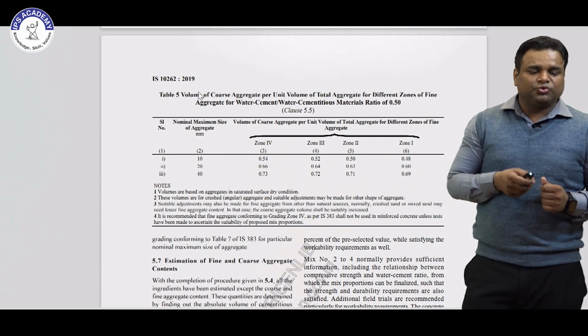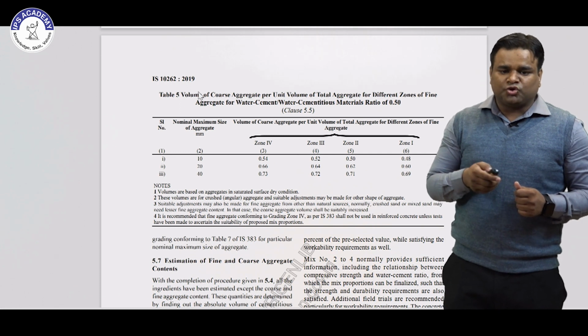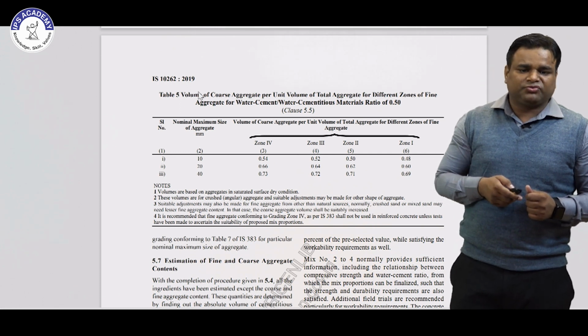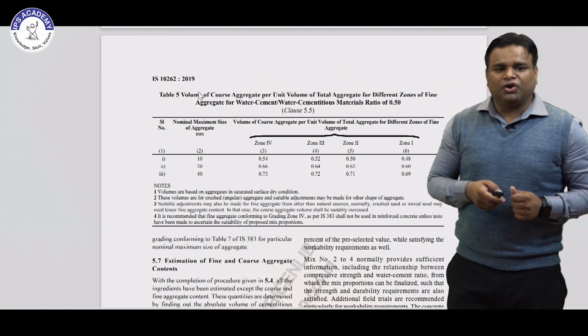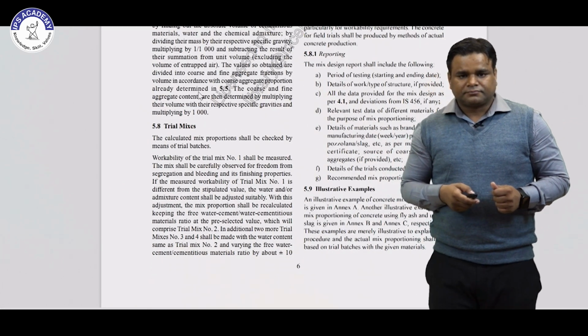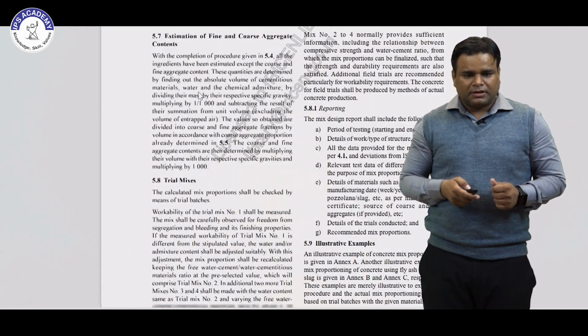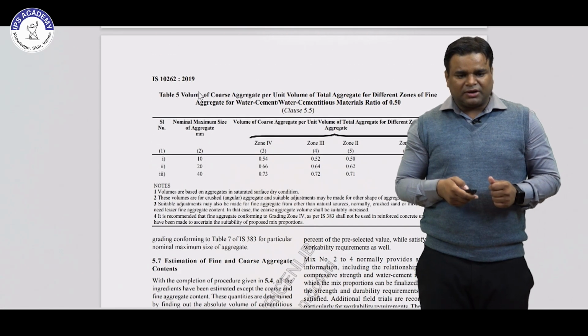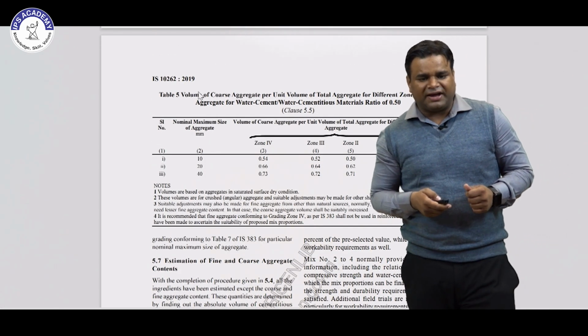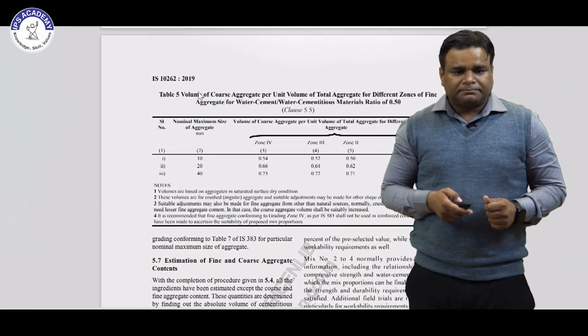Just like if you are using 20 mm aggregate and your zone is 2, then 0.62 is your volume of coarse aggregate. Then after that we will calculate the estimation of fine aggregate and coarse aggregate.